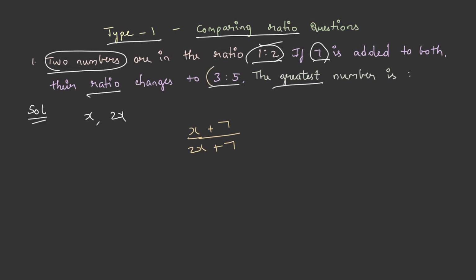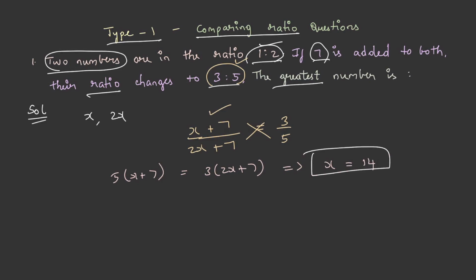Then it says that after adding 7, the ratio has changed to 3:5. So let's equate this to 3 by 5. All you need to do is cross multiply: 5 into x plus 7 is equal to 3 into 2x plus 7. On solving this, we get x is equal to 14. This is the value of x. But in the question, we are asked to find the greatest number. Out of these two numbers, 2x is the greater number. So on substituting the value of x, we get the greatest number, that is 28.